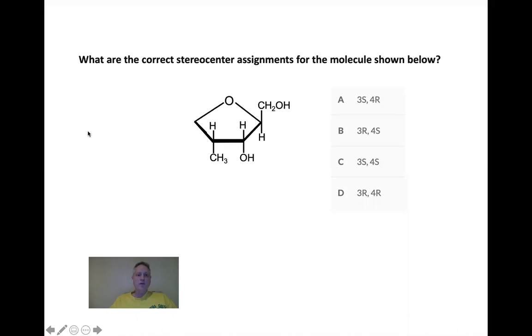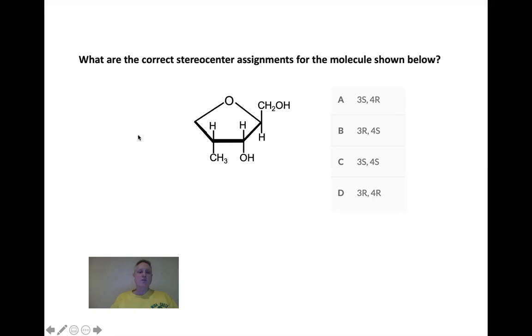This is a pretty tricky stereo center assignment problem. So take a look at the molecule shown below. What you see is some sort of ribose ring, and we have assignments at carbons 3 and 4, which are stereo centers, but we don't have any nomenclature.